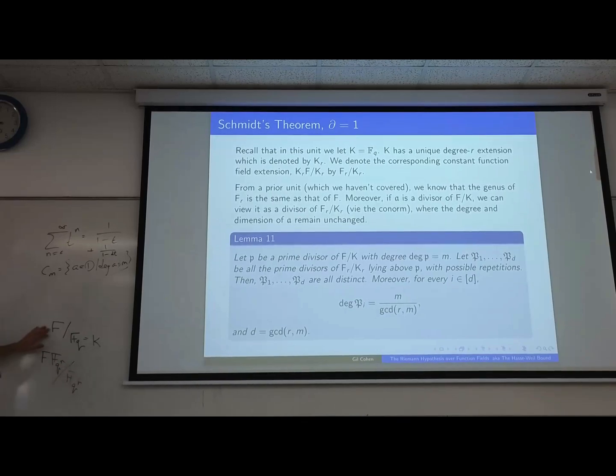Usually when you extend function fields, you extend them by adding a new x, like a transcendental element. Here I'm doing the reverse thing, adding just new square roots and stuff like that of constants, like F5, F25. So it turns out that if you start with this function field and you end up with that, I used it last time to talk about ramification. I told you that you don't have ramification in constant field extensions. That's a constant field extension.